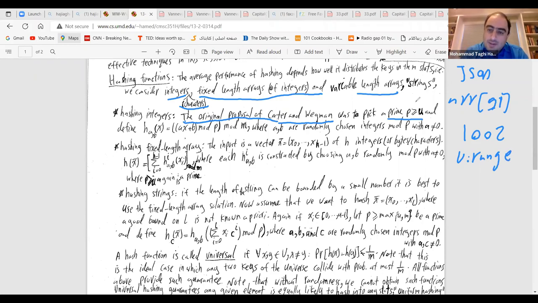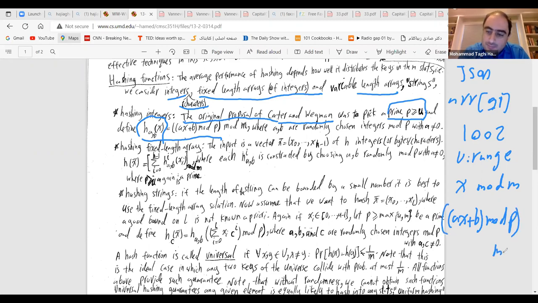So select a number P which is greater than U, and then define this function. Instead of just doing simple things like X mod M, you do a little bit more complicated thing. You will do this function H of A B X. That's the important one. You compute A X plus B, then mod P, for that random P greater than U, and then you take the whole thing mod M.